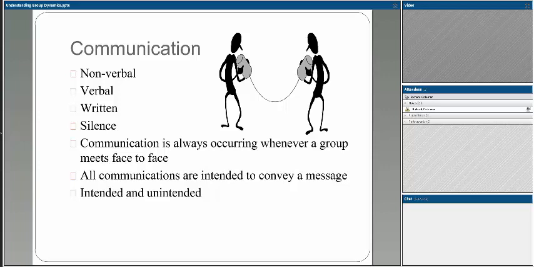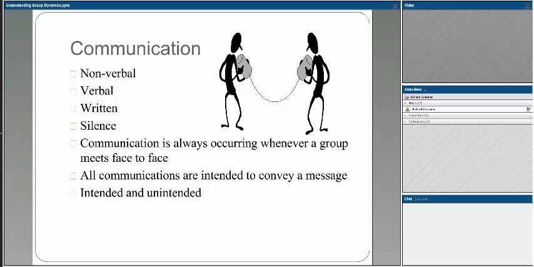So when we look at communication and what it actually means in the process of our group process, you'll find that it's a very dynamic process that you as the facilitators of the group will need to pay very close attention to. Written here are the most probable forms of communication that actually happen when you're in an actual group setting, and to recognize that whenever there are folks gathered together face to face, communication is always occurring. So even in silence, often things are communicated. All communication really is intended to convey a message, and sometimes there are intended messages as well as unintended messages.